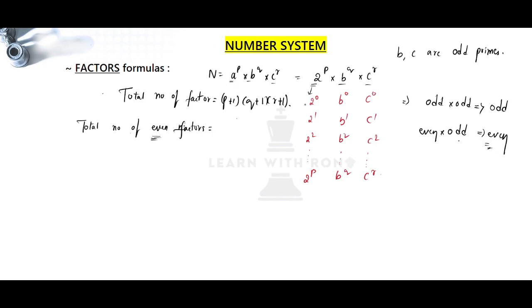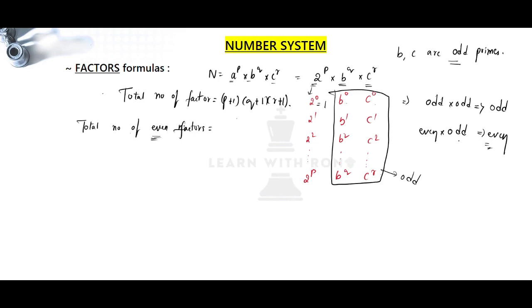In this case, if you observe, b power 0 and c power 0 is 1, and also b and c are odd prime numbers. Whatever power you raise an odd number to, you will get an odd number only, right? So this complete set are odd numbers. And also, if you see here, 2 power 0 is 1.